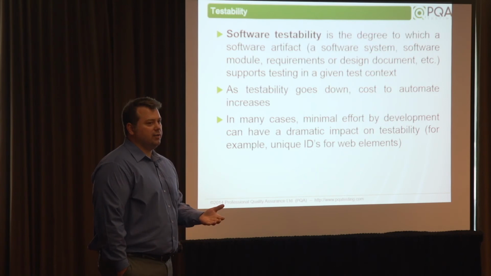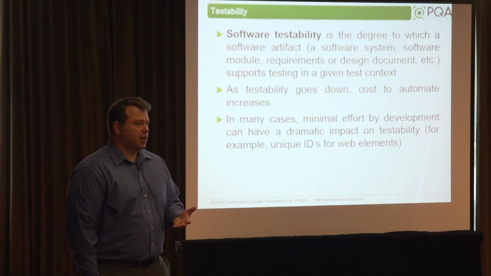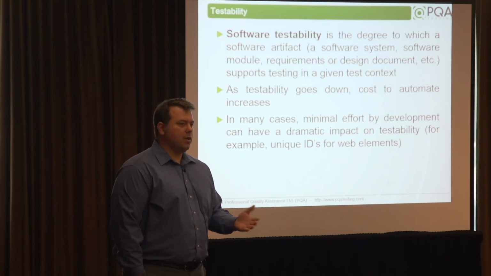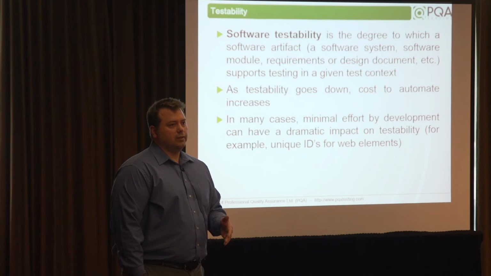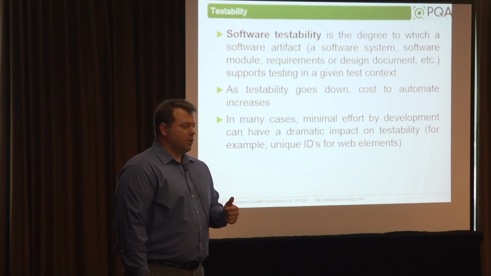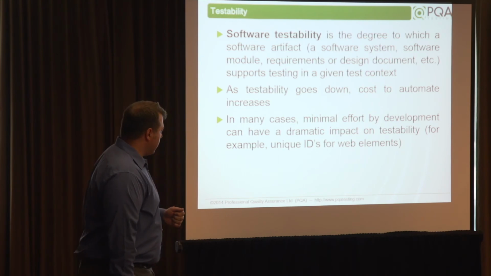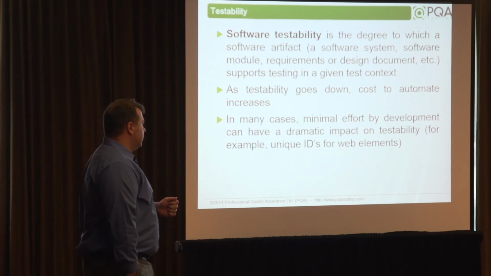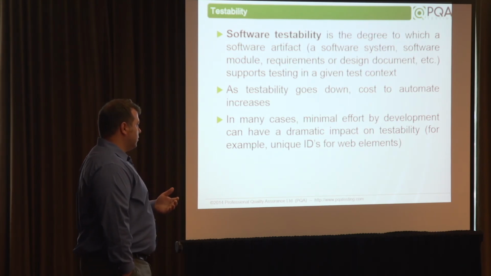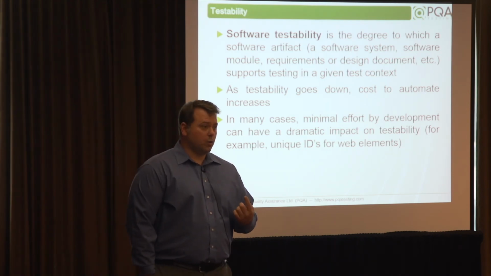If I don't get what I need from development or from their choices in technology, then I may not be able to automate that. Or I may be able to automate it, but in a way that will never really benefit us long term. I may be constantly trying to fix the automation, so I may never really reach any kind of economy with the efforts I put in there. So the way to look at it in terms of automation is as testability goes down, automation costs go up, and they go up quickly.